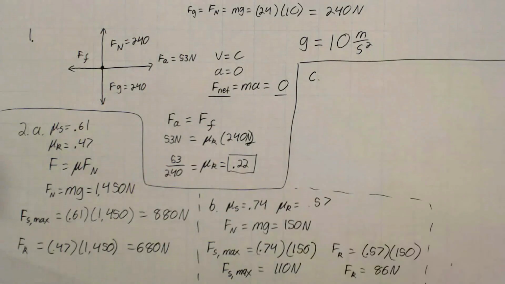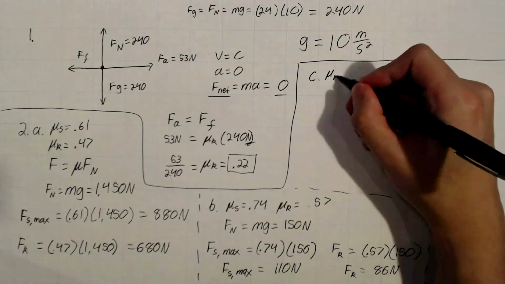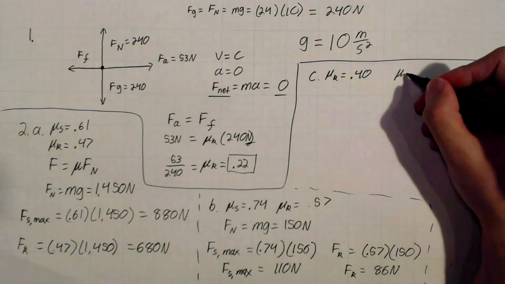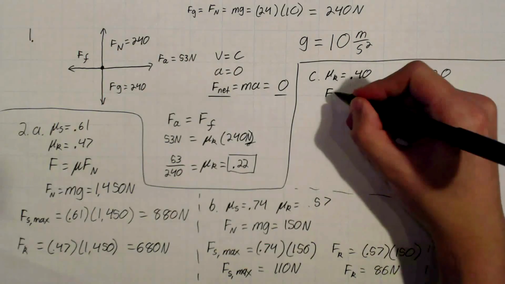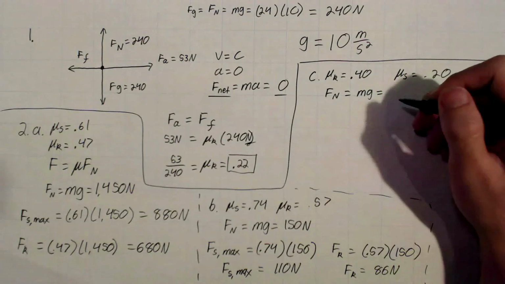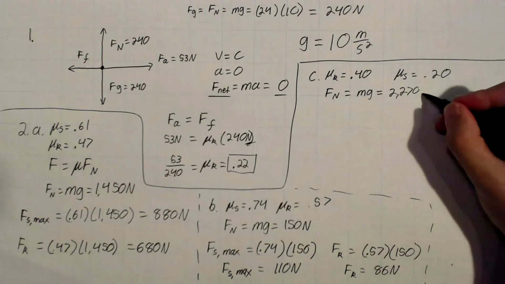Next part is part C, which says pushing a 227 kilogram wood bed on a wood floor. So again, all you need to take out of this is 227 kilograms and wood on wood. So again, if we go and look over at our table of constants, it'll give us for wood on wood 0.4 and 0.2. So again, calculate our normal force, which is the same as gravity, which is mg, which is 2270 newtons.